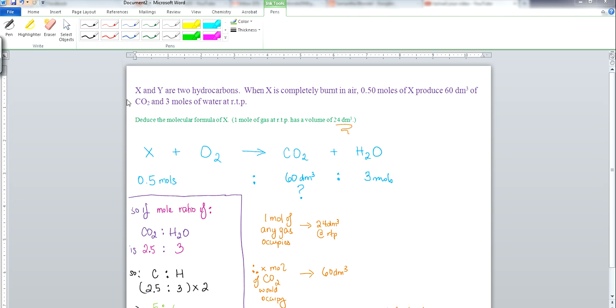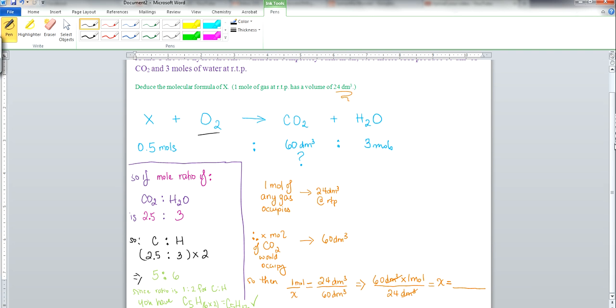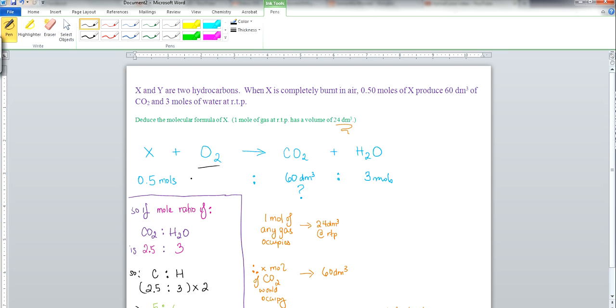From the question, I wrote out an equation where X combusting in oxygen will give carbon dioxide and water, because it says that you have a hydrocarbon, right? So if you have a hydrocarbon and you combust it in oxygen, you would have carbon dioxide and water coming out. It also told us how many moles of X we had, how many moles of water we had, and in not so many words how many moles of carbon dioxide we have.